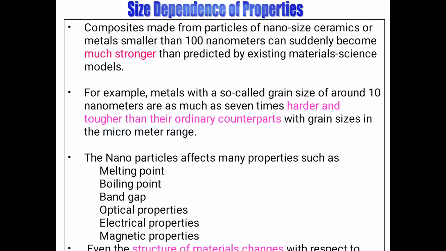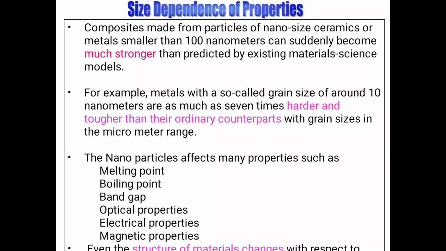A nanocrystal is a solid particle that is a single crystal. Size dependence of properties: nanoparticles have a unique property, that all their properties depend upon their size. Composites made from particles of nano-size ceramics or metal smaller than 100 nanometers can suddenly become much stronger than predicted by existing materials science models. For example, metals with a grain size of around 10 nanometers are as much as 7 times harder and tougher than their ordinary counterparts with grain sizes in the micrometer range.